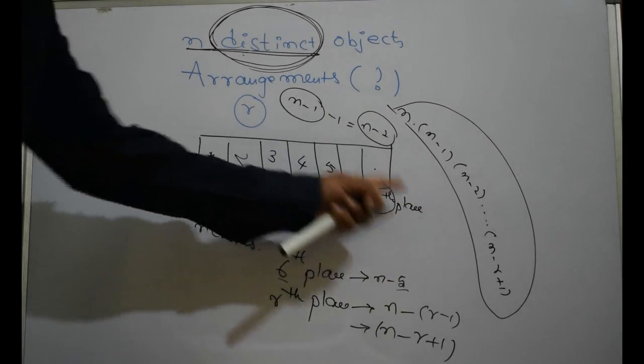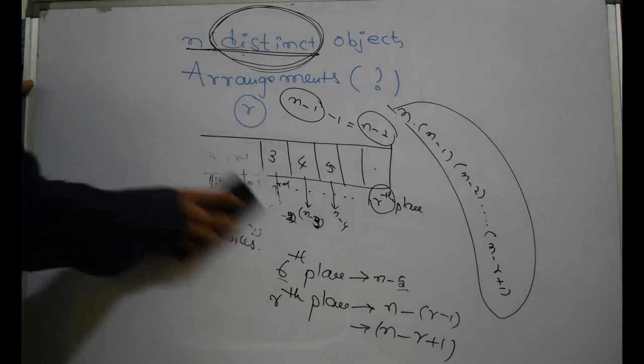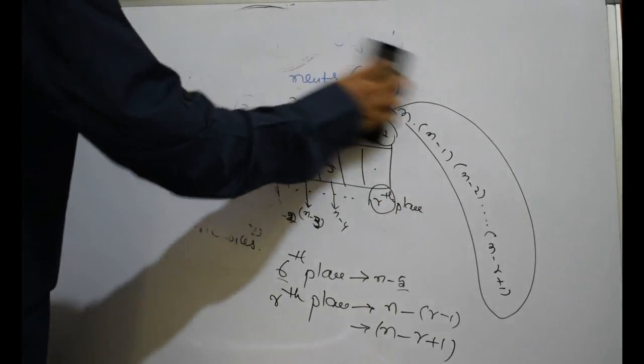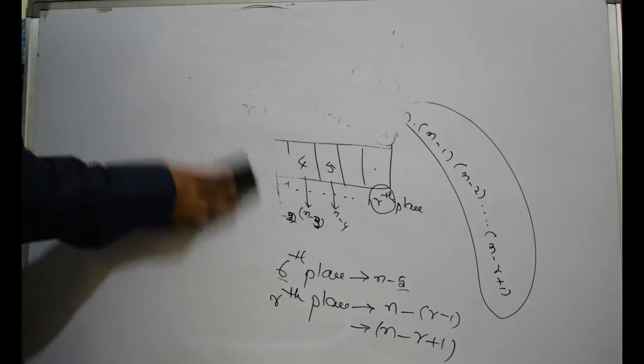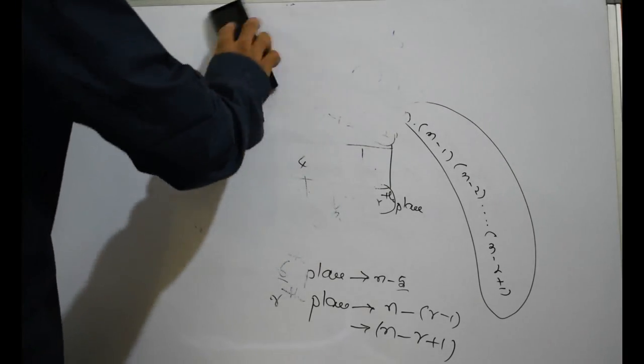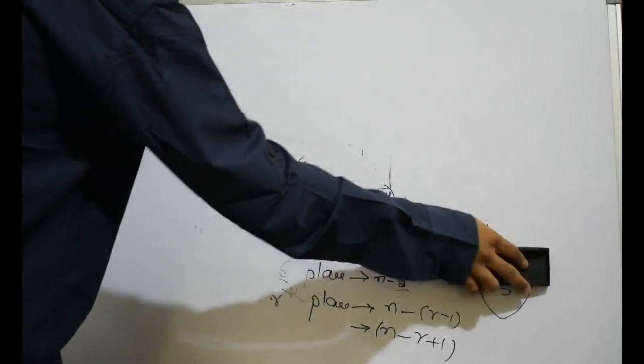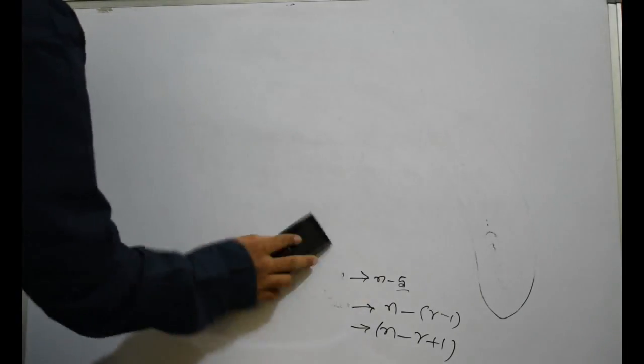So keep in mind, I'll write that again now. I'll simplify that into a particular form. So what is the result we got? The number of arrangements is n into n minus 1 into n minus 2 into n minus 3 and so on up to n minus r plus 1.